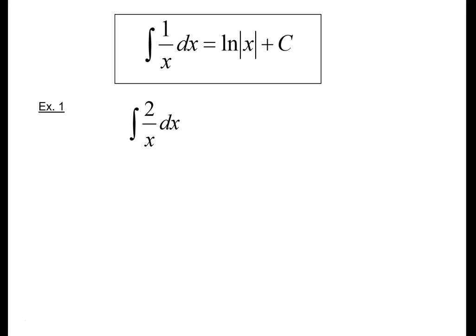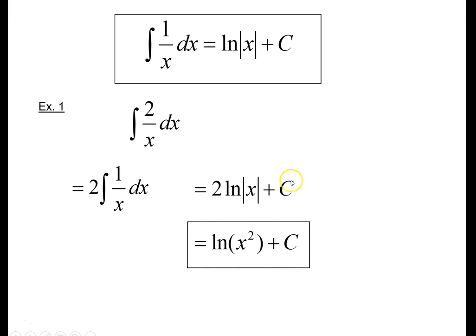The integral of 2 over x dx. The 2, of course, is a constant multiple. We're multiplying this by 2, so we could move the 2 in the front and think of it as 2 times the integral of 1 over x dx, and that gives us 2 times the natural log of x plus c. You may see when you check your answers in the back of the book, occasionally because of this natural log, what the authors will do is they'll use log properties to condense.